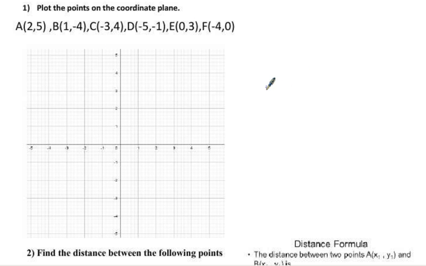Hello dear students. Today we are going to solve third grade social class exam questions. Let's start. Plot the points on the coordinate plane.